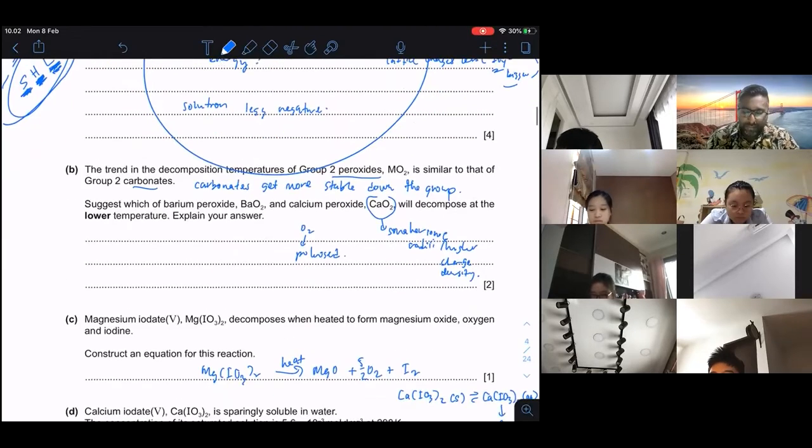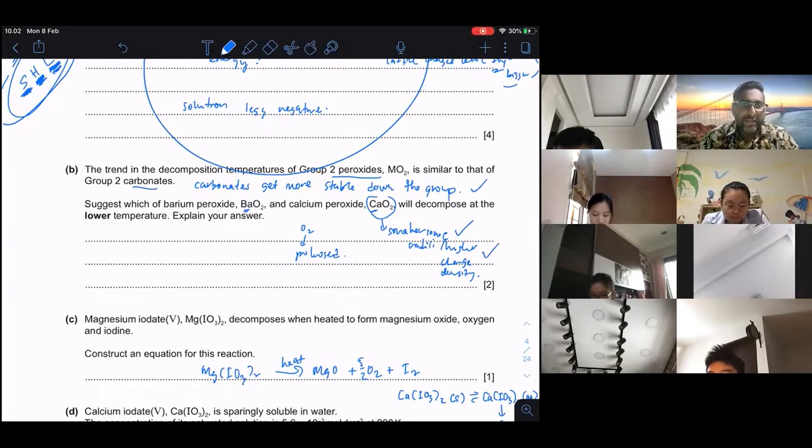And then the trend of the decomposition temperature is similar to group 2 carbonates. For carbonates and nitrates, do remember as you go down the group, it's going to be difficult to decompose them. So carbonates become more stable down the group. So it's the same as the group 2 peroxide. They try to relate to that. They say suggest which one will decompose at lower temperature. So you see this one, barium is bigger, calcium is smaller, with smaller ionic radii. So they have higher charge density.